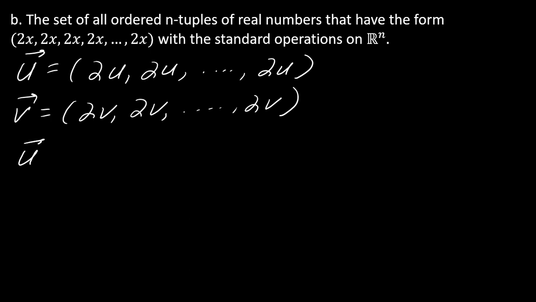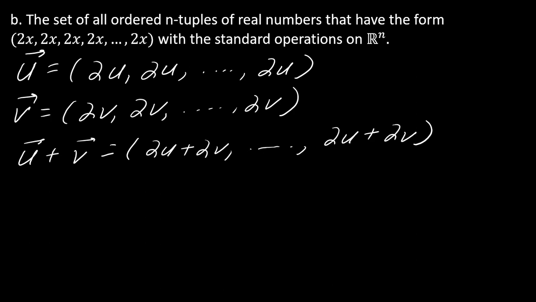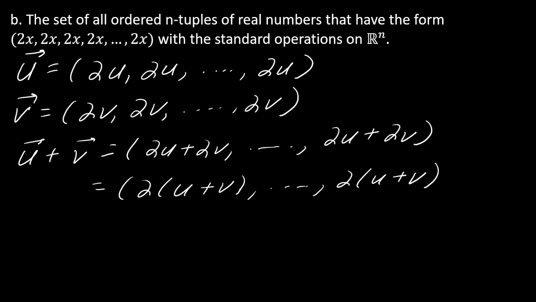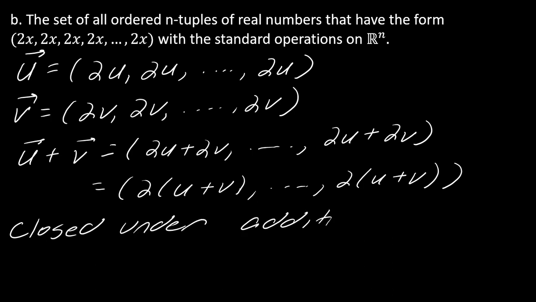So if I take my u plus v, I cannot write today. If I add these together, what do I get? I get 2u plus 2v all the way down, right? 2u plus 2v, which of course can be written as 2 times u plus v. So that fits the form, so we're good to go. So it's closed under addition.